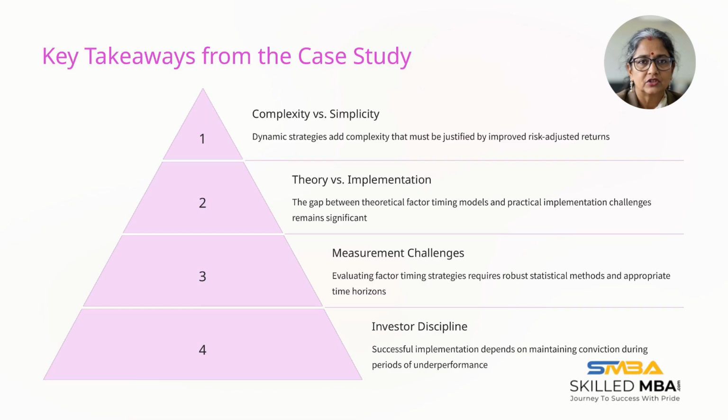Dynamic strategies introduce complexity, necessitating improved risk-adjusted returns to justify their use. Theoretical models often face significant implementation challenges. Robust statistical methods and suitable time horizons are crucial for evaluating factor timing strategies. Investor discipline is essential, especially during underperformance, to ensure successful implementation.